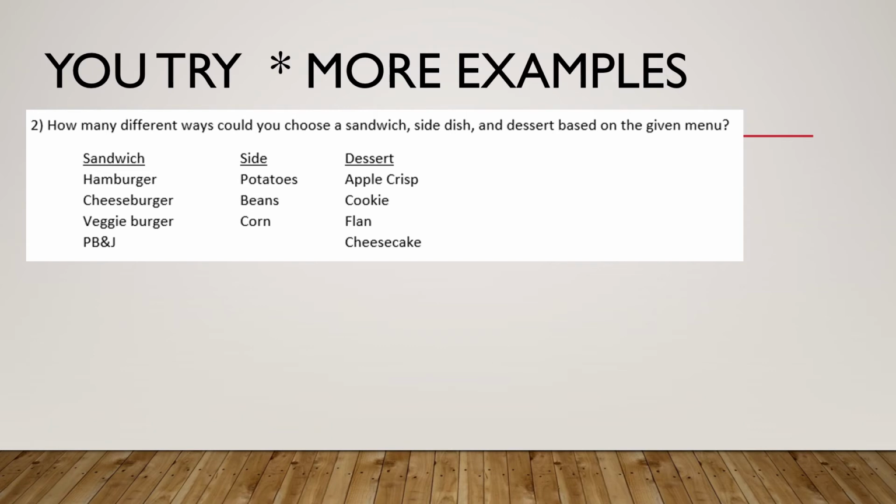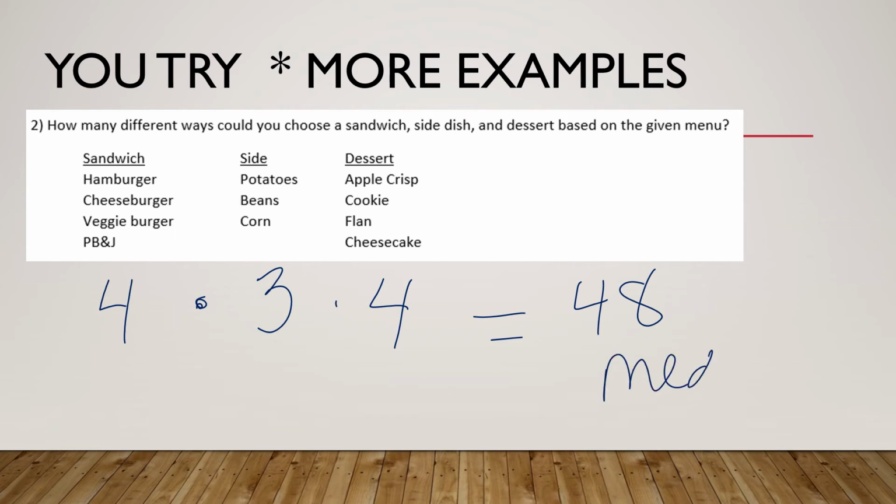So your sandwich options are hamburger, cheeseburger, veggie burger, and PB&J. So that's 4 options there. Then for my side, I have potatoes, beans, and corn, which would be 3 options. And then for my dessert, I have apple crisp, cookies, flan, and cheesecake. So that's 4 options as well. So then you're going to just multiply across. 4 times 3 is 12, and 12 times 4 is 48 different meals that you could make.